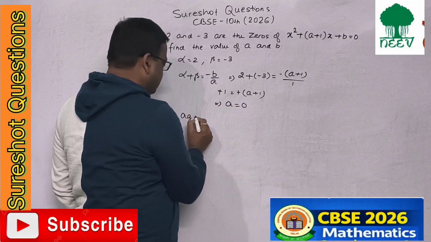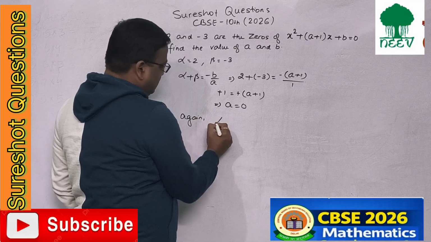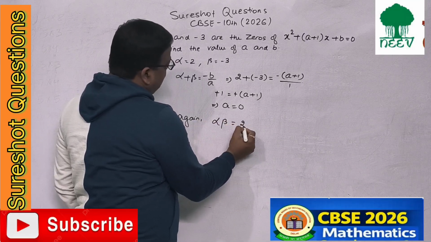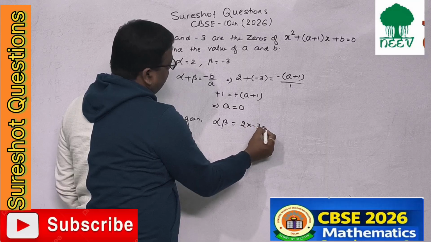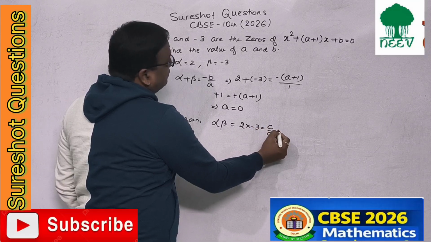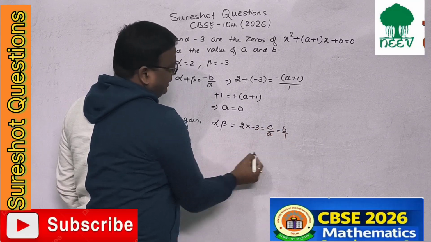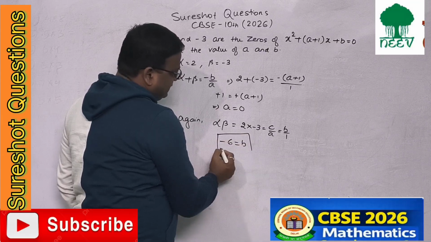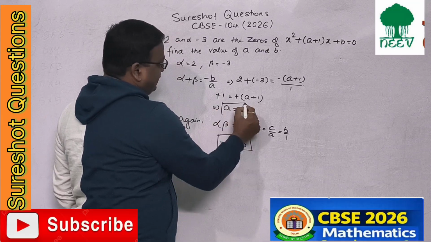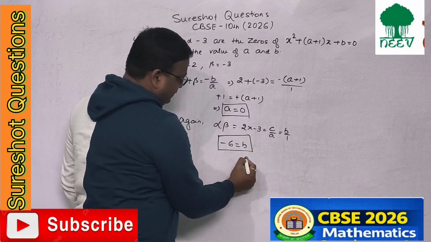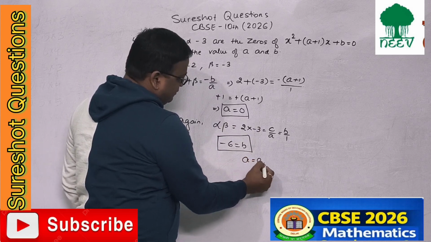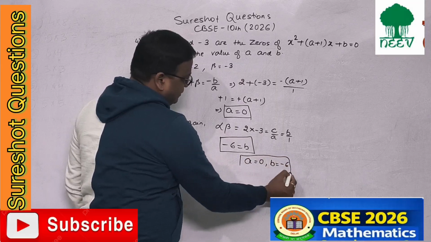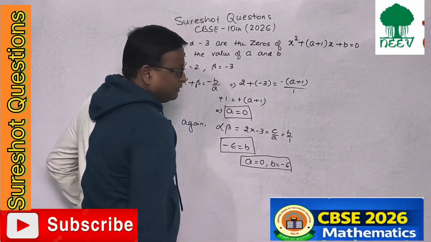Again, alpha into beta equal to 2 into minus 3 is equal to c by a. We get b by 1. So minus 6 is equal to b. So the value of b is minus 6 and the value of a is 0. So we can write the solution set as, clear.